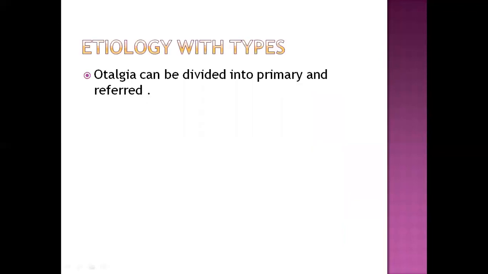There is etiology with types. So otalgia can be divided into primary and referred otalgia. Primary are due to acute causes, whereas referred otalgia occurs due to risk factors.